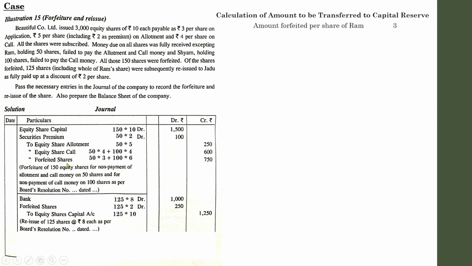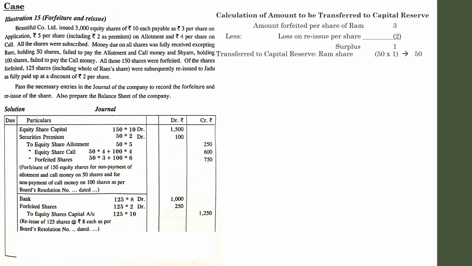What was the forfeiture amount for RAM? 3 per share. So 3. And is there any discount with regard to that? Less loss on reissue per share. The company reissued the shares at a discount of 2. So 3 minus 2, you get a surplus of rupees 1 on one share because of that cancellation. How many shares of RAM were cancelled? 50 shares. So the company has gained a surplus of rupees 50, that is 1 rupee on 50 shares. The transfer to the capital reserve with regard to RAM shares is rupees 50.